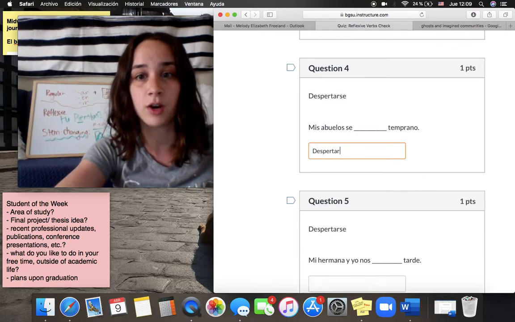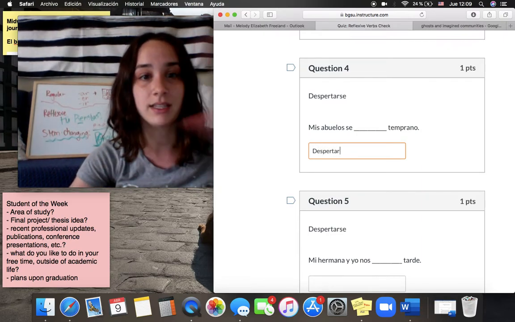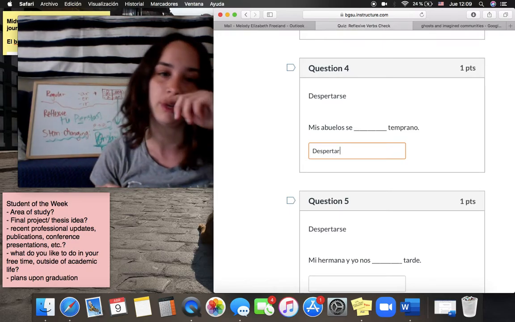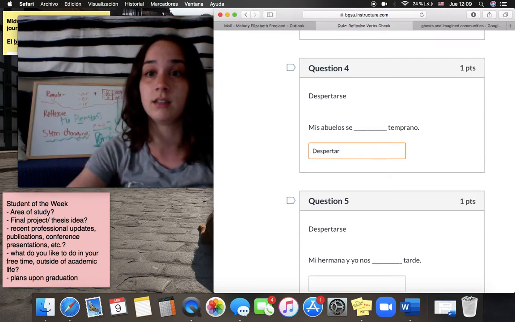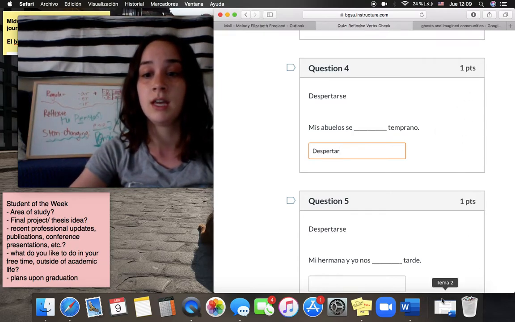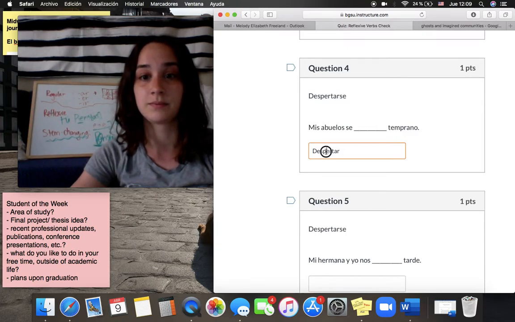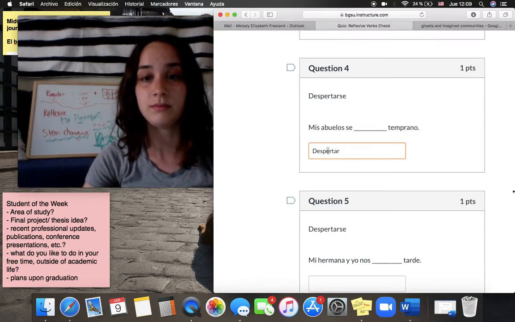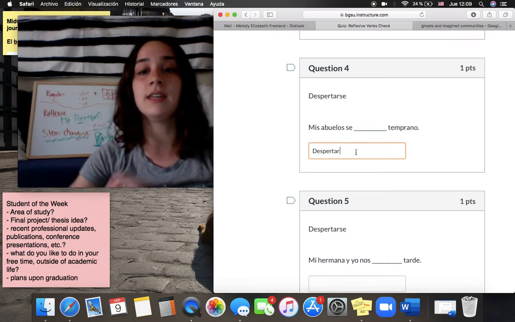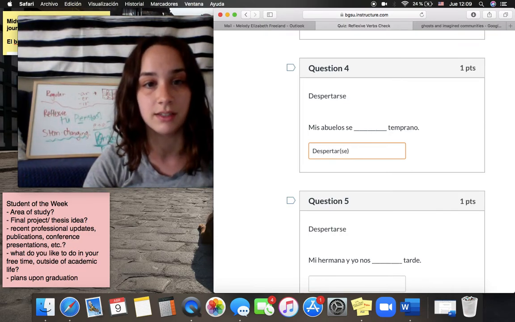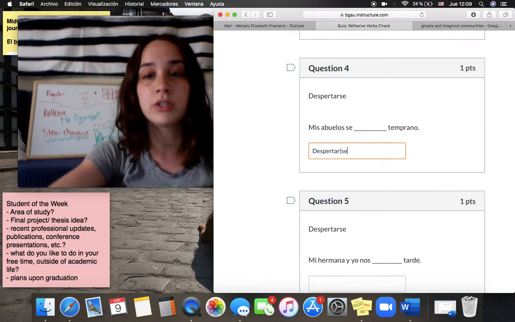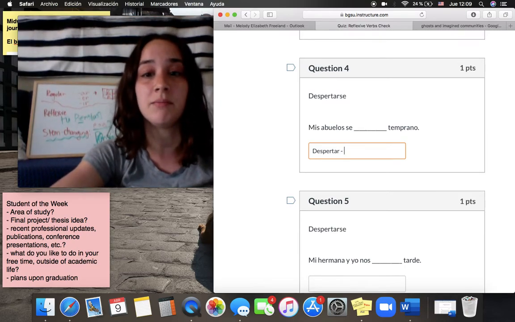So we know the verb despertar. By itself, that's a normal verb. Well, not normal. It's an AR verb, and it's a stem-changing verb, right? It's in our list of stem-changing verbs, and it's an E to IE. This addition of SE makes it reflexive. So you could use this verb normally. Despertar means to wake up.